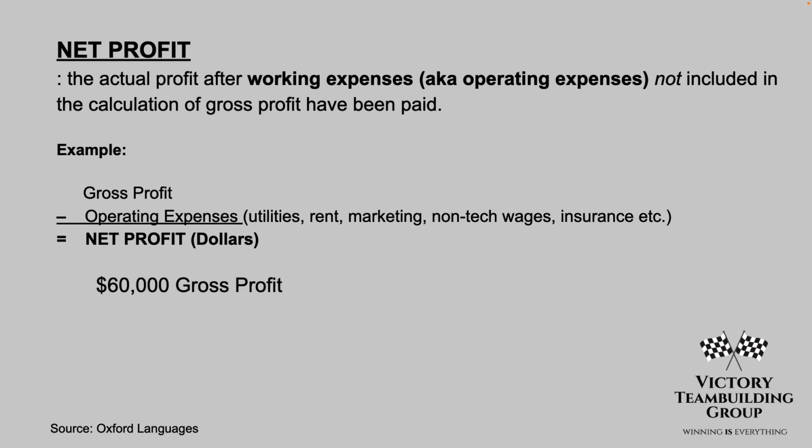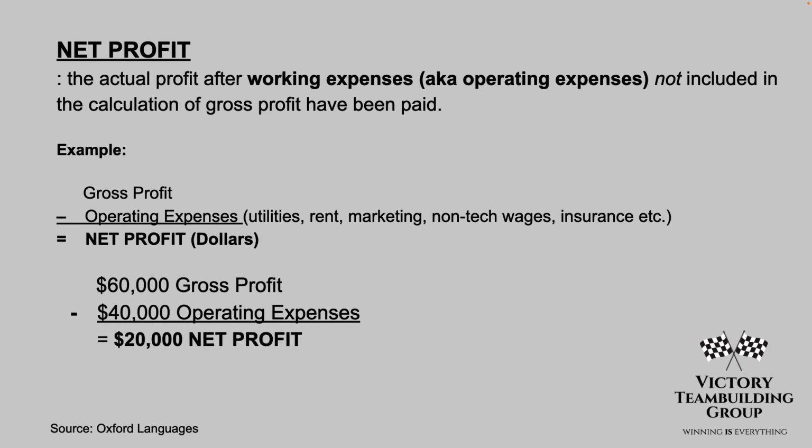Okay, so for example, we have $60,000 in gross profit for the month minus $40,000 in operating expenses. We have a $20,000 net profit. Okay, so the gross profit was the amount that was remaining after we took out parts and labor and sublet. That's the $60,000. And then we have all of our other expenses, the $40,000, and that gives us a $20,000 net profit dollars.